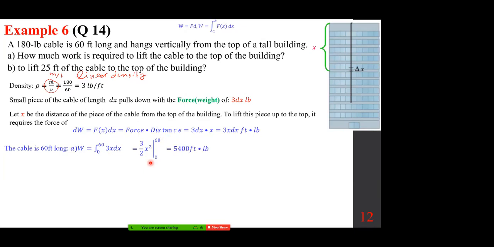Now, the second part says, what if we want to lift only 25 feet? I'm going to quickly approach it from the easy point of view, and then I'll give you the second one in a moment. And that is, if you cut this into two pieces, think about it as you want 25 feet up. So let's say you have this top piece. So what do we have? 25 feet, class. So this is 25 feet.